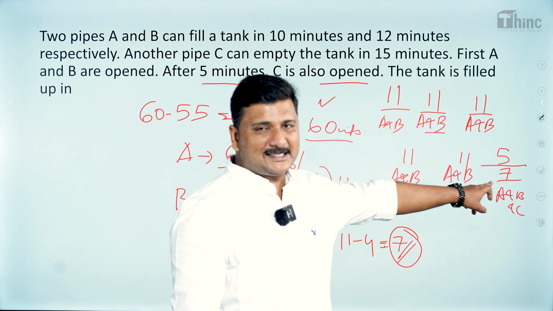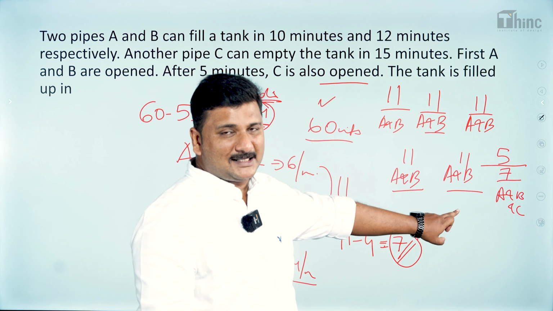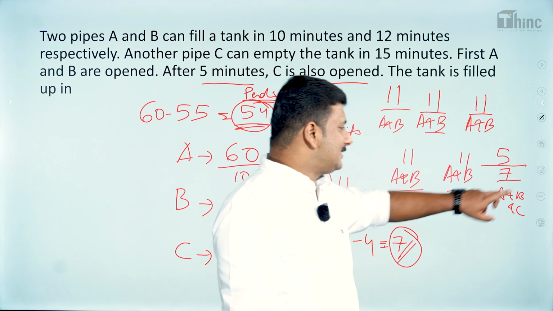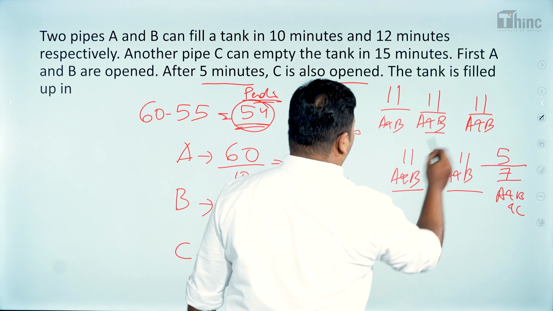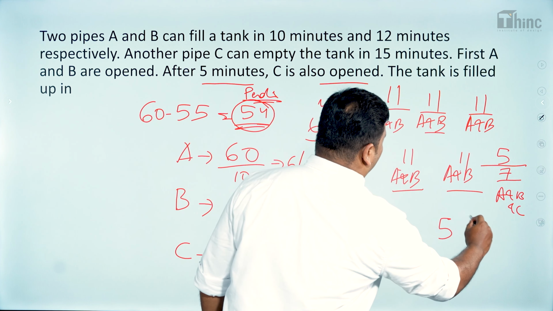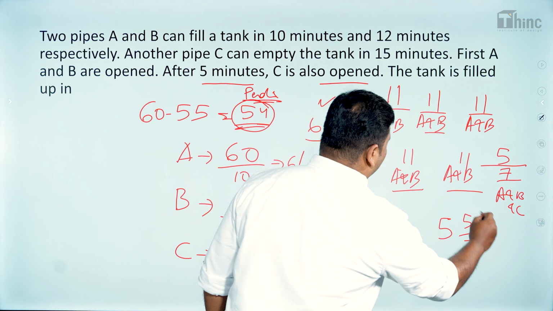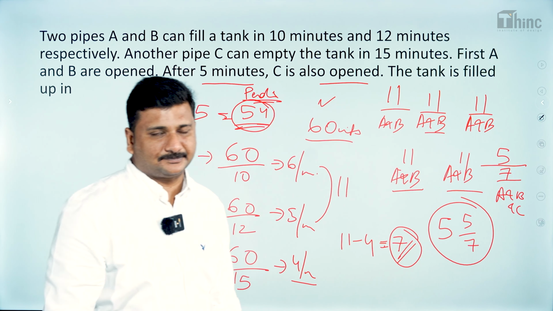So if they are capable of doing 7 units in a minute, for filling 5 units, they need only 5 by 7 more minutes. So 1, 2, 3, 4, 5 minutes plus 5 by 7 more minutes. So 5 and 5 by 7 minutes is the correct answer.